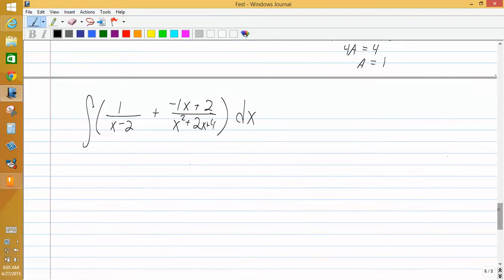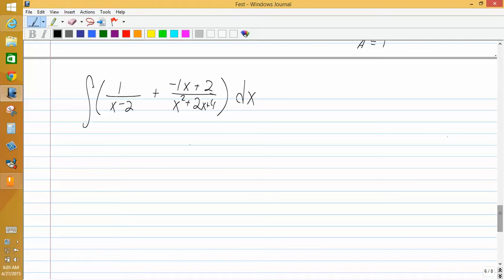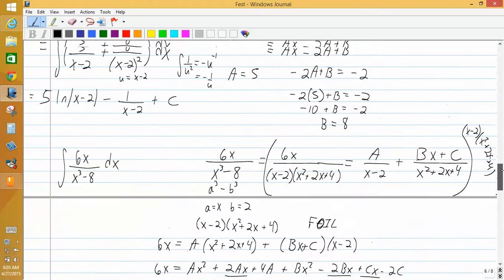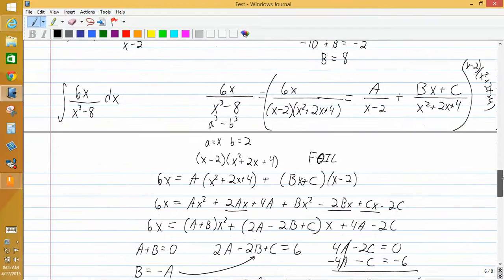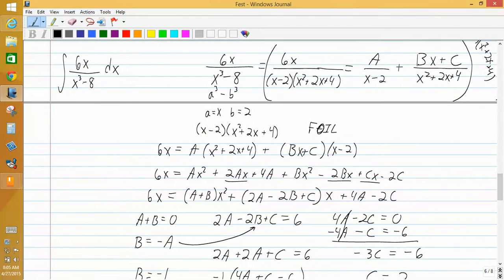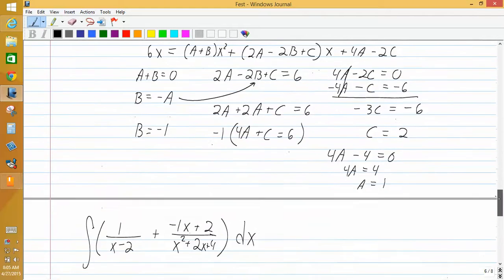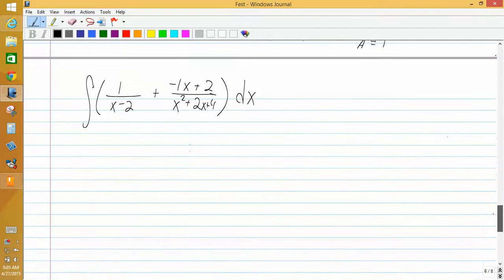All right, let's finish this integral up here. We had worked through partial fractions, and because whenever we factor this difference of two cubes, we got a linear factor times a quadratic. So we broke that up. We solve for A, B, and C, and plug those back in and got this.